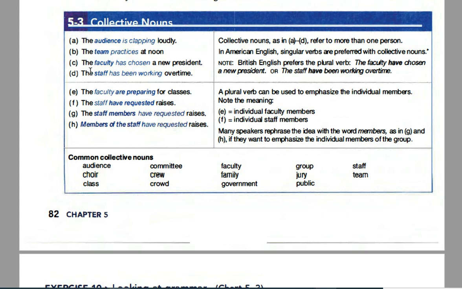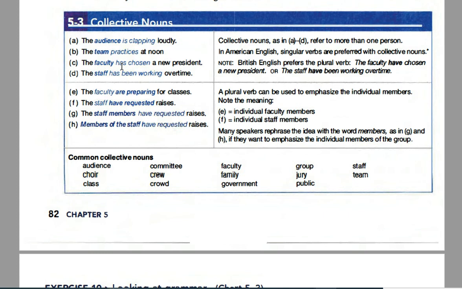In American style, they prefer to put the verb as singular, but in British, you need to put what we call the plural. So when we say faculty has, this is American. When we say faculty have chosen, this is British. So try to understand it from A to D when you answer the questions.